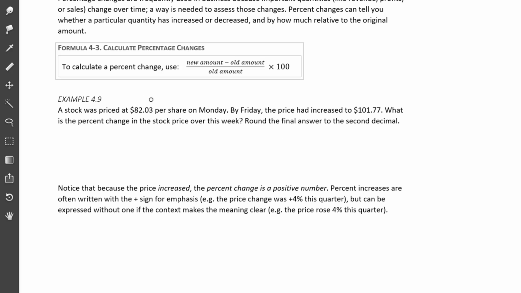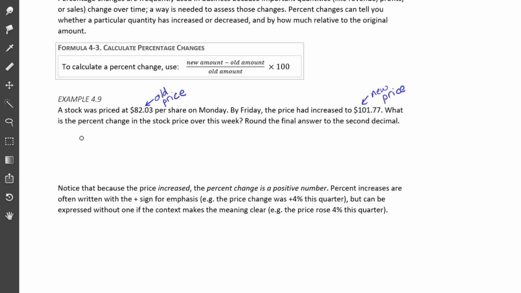So on Monday, that is the original amount. By Friday, which is later, the price had increased. $82.03 is what we would call in this formula the old amount. In this case, since it's a stock, I'm just going to call it the old price. And $101.77 is the new amount, or the new price. What is the percent change in the stock price over this week?